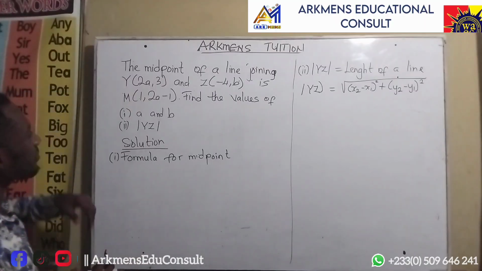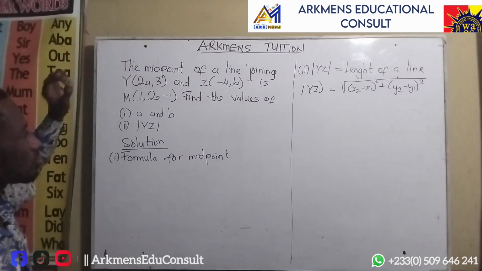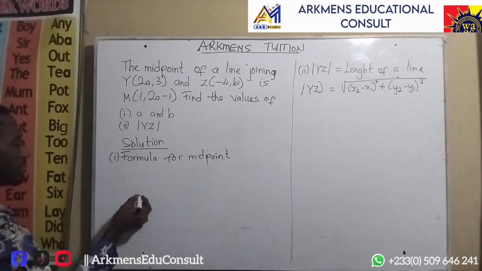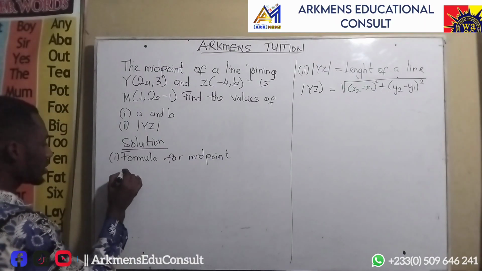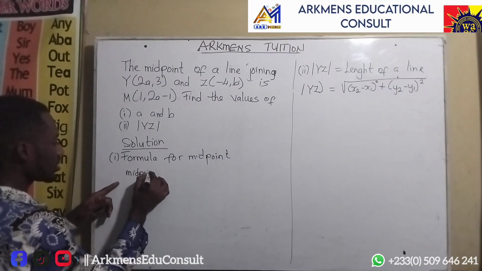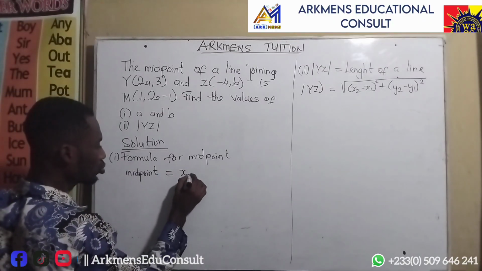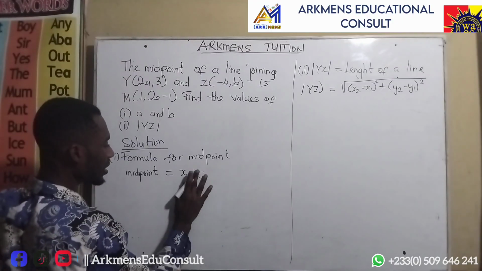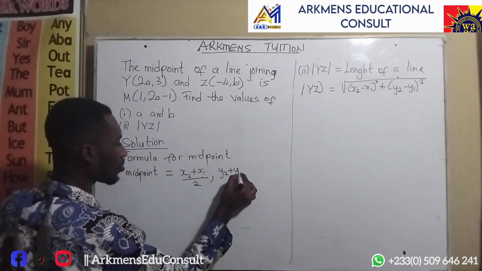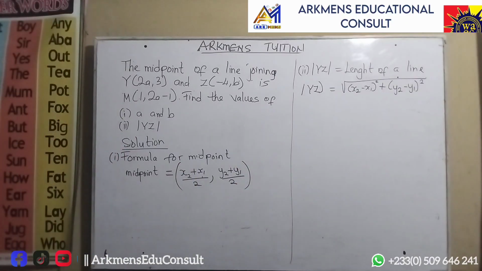Now they have given you two coordinates over here, and its midpoint is what you are going to look at. So in the formula of finding midpoint, if you don't know the formula, it becomes difficult. Now, the formula for finding the midpoint is this. Let me write the midpoint: M is equal to (x2 + x1) all over 2, comma, then (y2 + y1) all over 2.